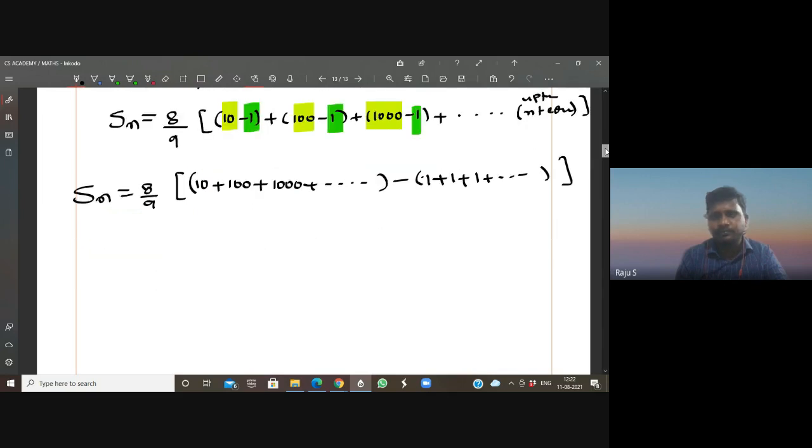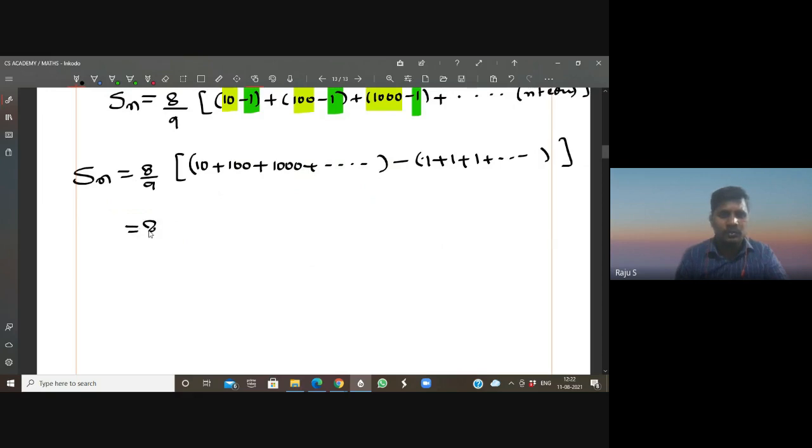So 8 by 9 into 10 plus 10 square plus 10 cube plus up to n terms, minus, not plus, minus. 1 is repeated n times, so n into 1. Okay, students, what about this one?